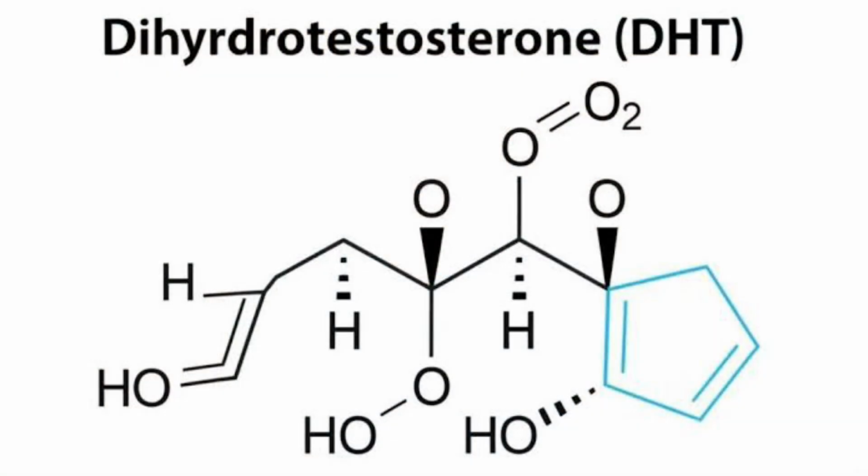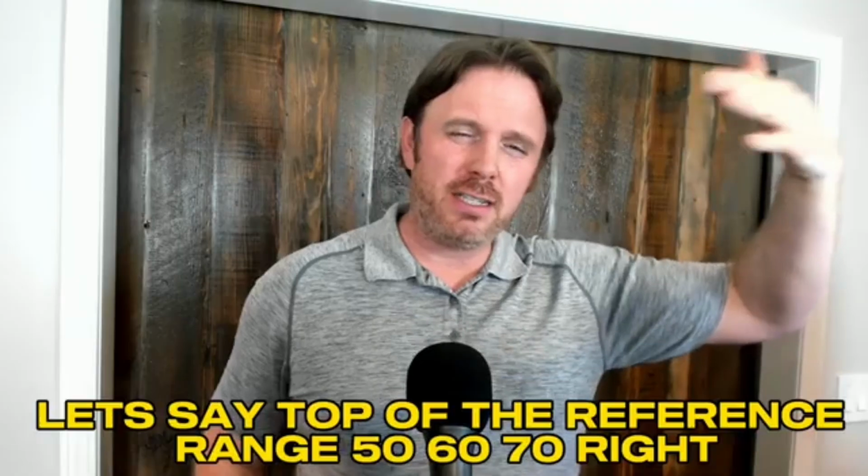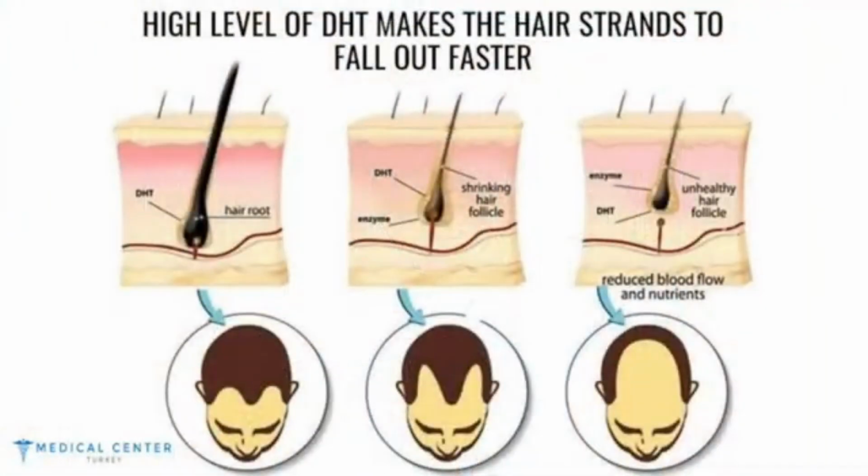But the big thing I'm going to see is you're going to have elevations in DHT, high, right? Let's say top of the reference range, 50, 60, 70, right? Testosterone's at the bottom, let's say low 300s, maybe for your total, maybe for your free is going to be 30, 40. And then what happens is you get this drop in DHT, but you don't bump up the testosterone. The average guy's going to bump up, right? Side effect rate's only 2%. The reason why you may not is that aromatase enzyme, and you're converting that to estrogen.